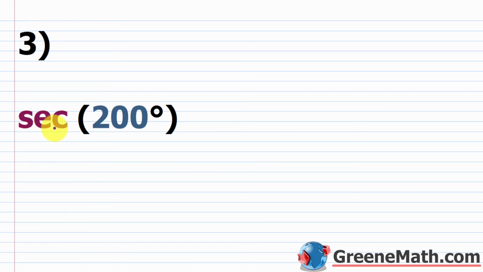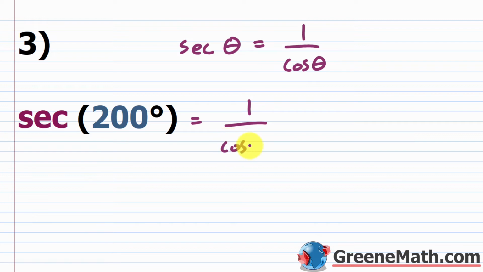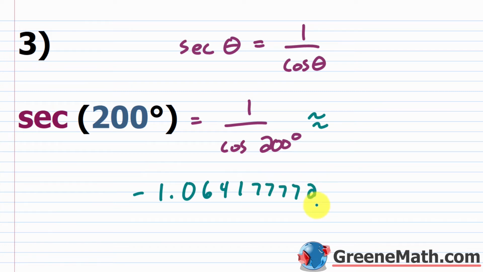Okay, let's look at problem 3. Here we have the secant of 200 degrees. And again, you might not have a secant key. The secant of theta is equal to 1 over your cosine of theta. So you might have to say this is 1 over the cosine of 200 degrees, just to punch it into your calculator. You hit the 1 key, the divided by key, the cosine key, in the parentheses type in 200, and just hit enter. This is approximately going to be negative 1.064, and then 1, 7, 7, 7, 7, 7, 2, and that's where my calculator stops.